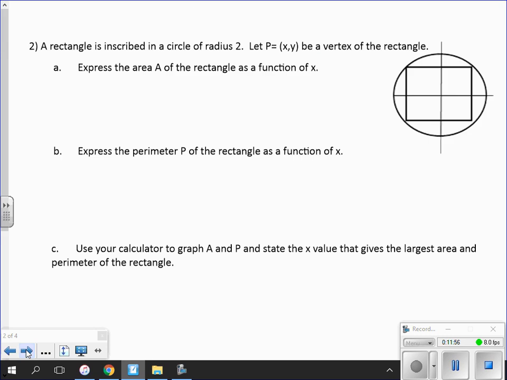Question number 2. Okay, question number 2. A rectangle is inscribed in a circle of radius 2. Let xy be a vertex of the rectangle.